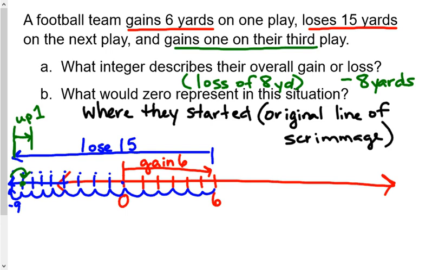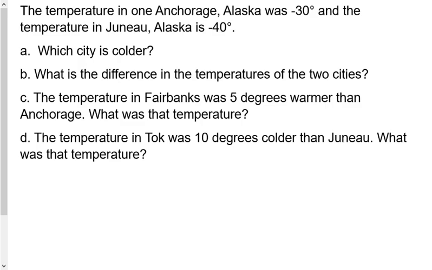All right. Let's look a little further. The temperature in Anchorage, Alaska was negative 30 degrees, and the temperature in Juneau, Alaska is negative 40 degrees. Which city is colder? So let's think about this for just a minute. Thinking about temperatures again, I think a thermometer makes a lot more sense going up and down, a vertical number line as opposed to a horizontal number line. So we've got temperatures that are pretty negative. So I'm going to have my 0 up here.